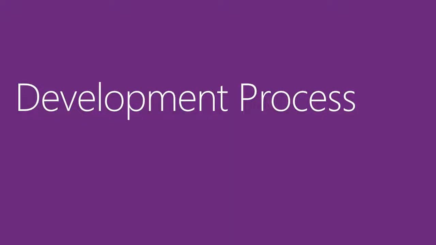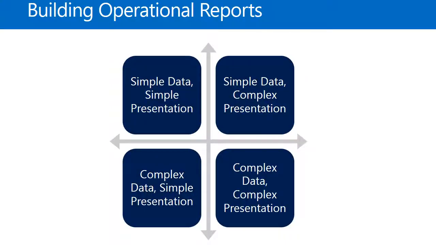Let's now look at the process for developing a report. Operational reports fall into one of these four categories. On one axis, we have the complexity of the data axis, and then on the other axis, we have the complexity of the presentation. For instance, you might have a report which is a simple list of customers in a tabular form, where the data axis is very simple and the presentation is also very simple.